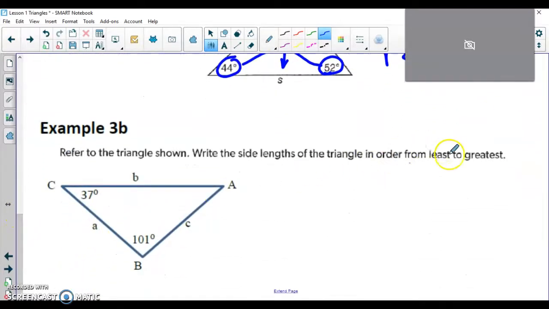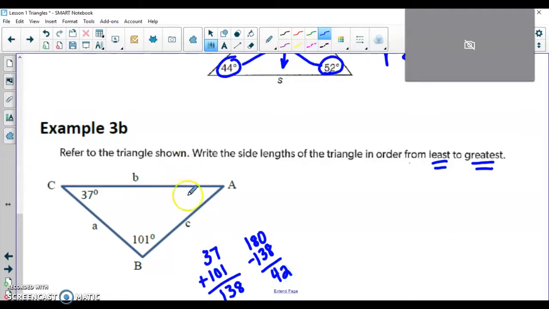Take a look at example 3b. Write the side lengths of the triangle in order from least to greatest. So when I look at this one, I'm noticing that there's only two angles put into the triangle for me. So that tells me that I first have to figure out the final angle. 37 plus 101 is going to give me 138. So to get the final angle, remember triangles are 180, take away the 138, my final angle is 42 degrees.